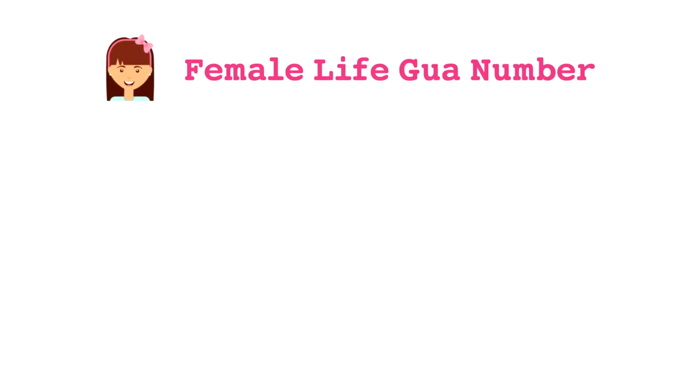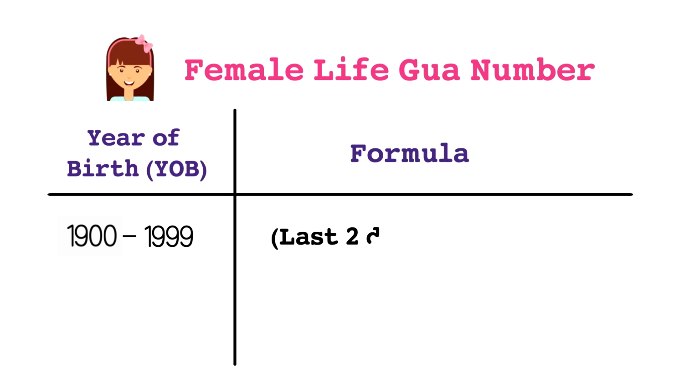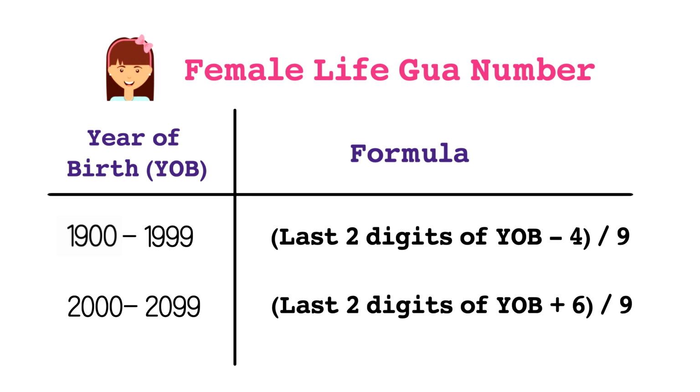If you're a female born between 1900 and 1999, the formula is the last two digits of your year of birth minus 4, and then divide by 9. However, if you are a female born after the year 2000, the formula is the last two digits of your year of birth plus 6, divided by 9.